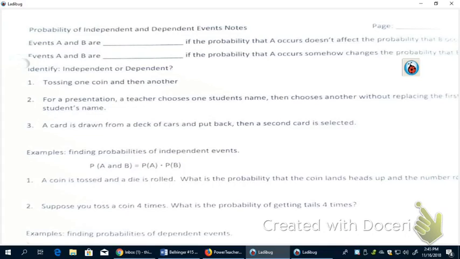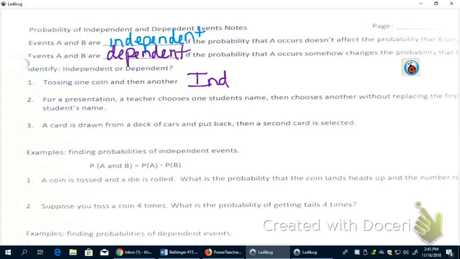Okay? So two events A and B are independent if the probability of A does not affect the probability that the other one occurs. Okay? The two events are dependent if the probability of A occurs somehow changes the probability that B occurs. So, tossing one coin and then another, independent or dependent? Independent.